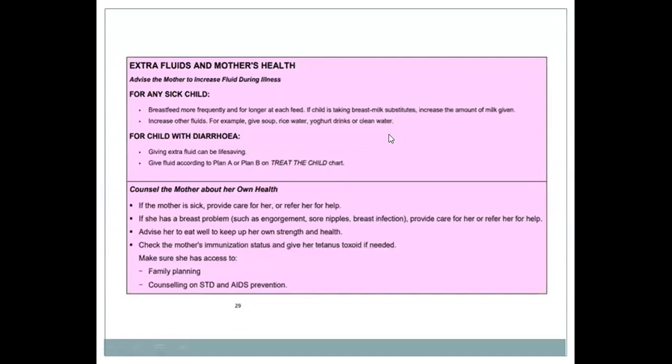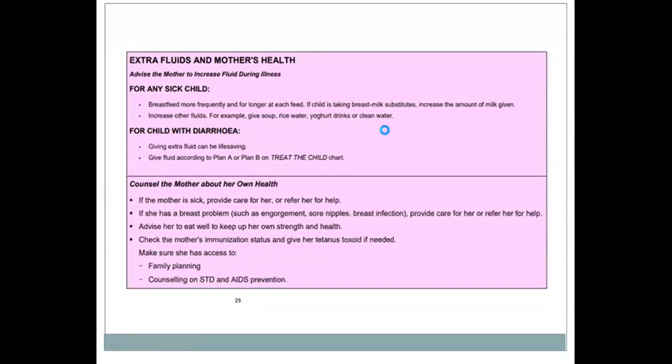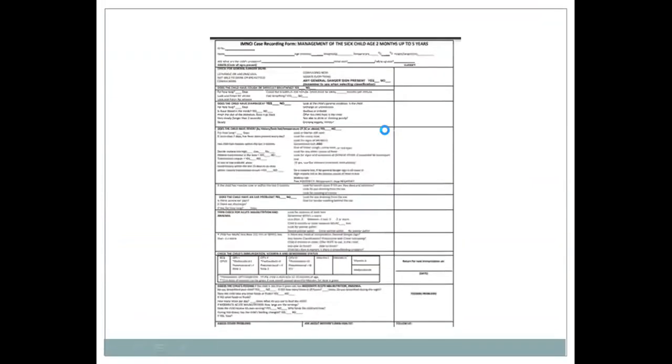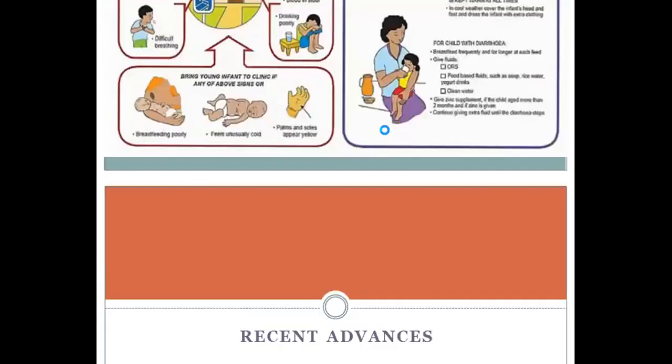Give extra fluid and the mother's help for every sick infant and child with diarrhea. When to return and follow up. This is the IMNCI feeding management chart for children 2 to 5 years of age.